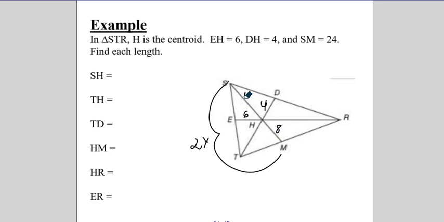We can just go ahead and fill in numbers. How about we do that? If DH is 4, that makes this 8. And if EH is 6, that makes this 12. Now it's going to be really easy to answer whatever is on the left side. SH, we just said, is 16, the long piece. TH, the long piece for that one, is 8. TD is 8 plus 4, which is 12.